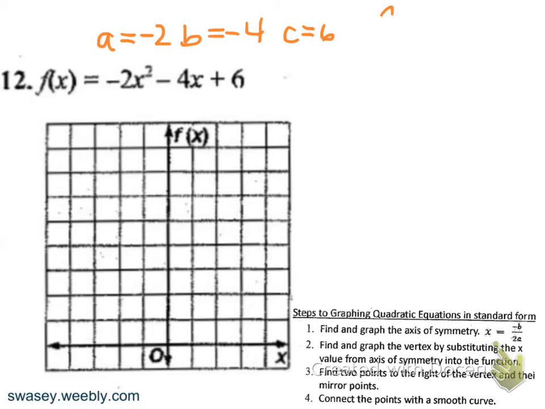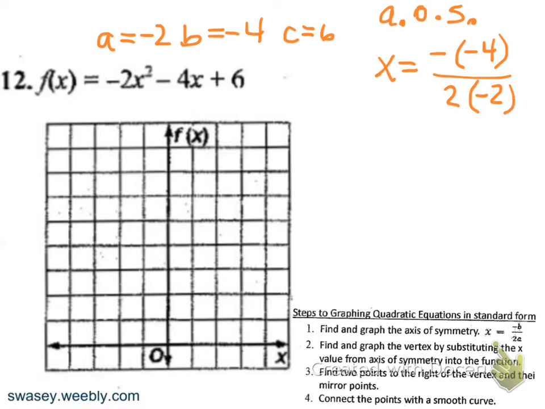So axis of symmetry, AOS for short, is x equals negative b, so the negative's already there. B in this case is negative 4, over 2 times a, which is negative 2. Negative 4, the opposite of negative 4 is 4. 2 times negative 2 is negative 4, and so x equals negative 1 is your axis of symmetry. So plot that vertical line.